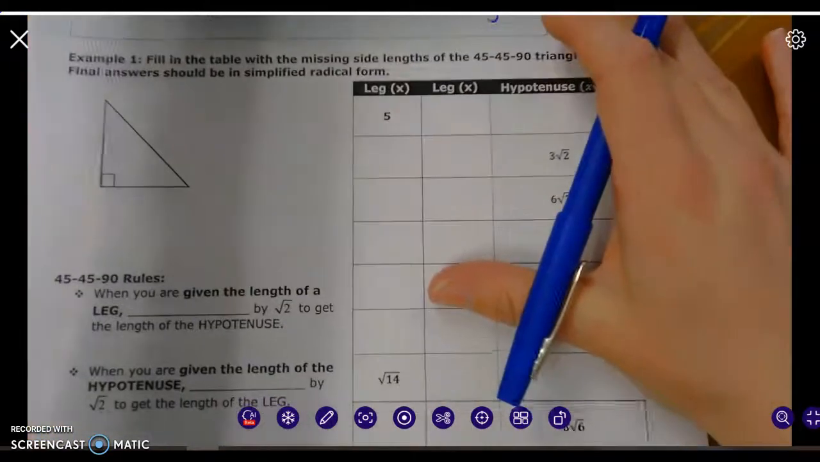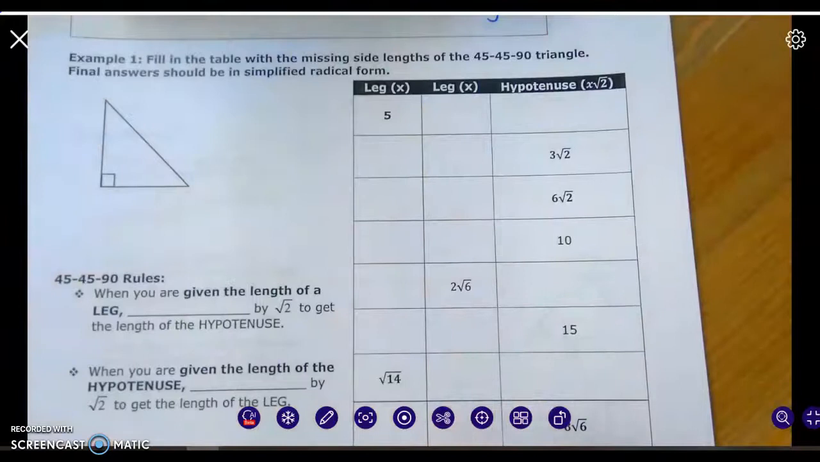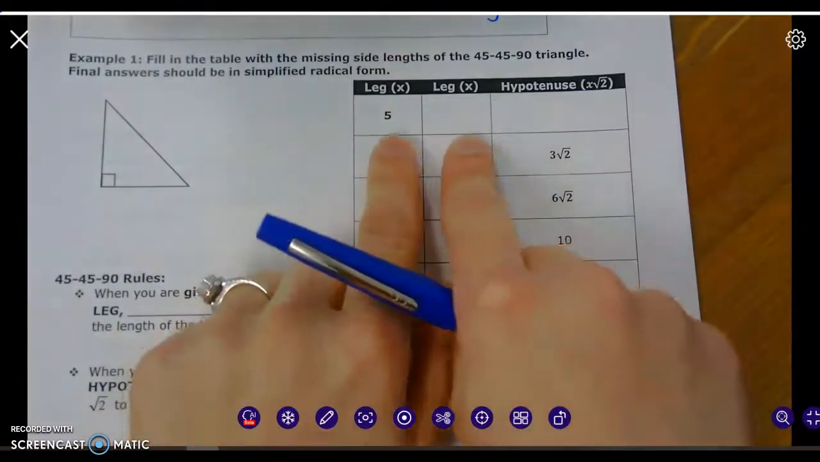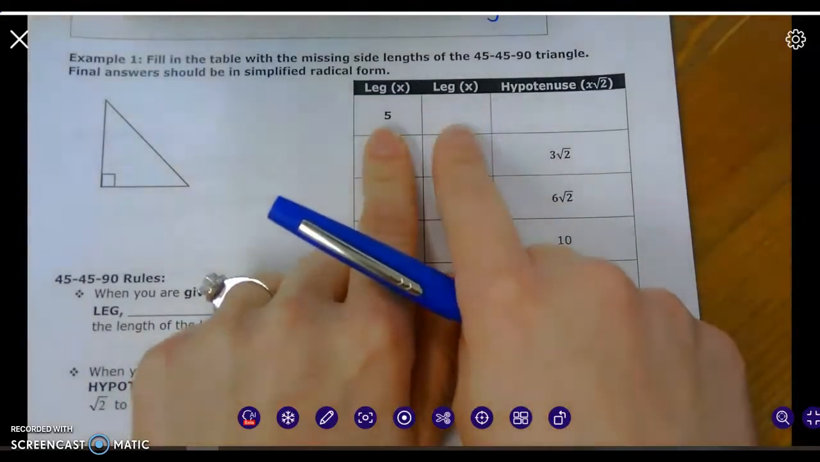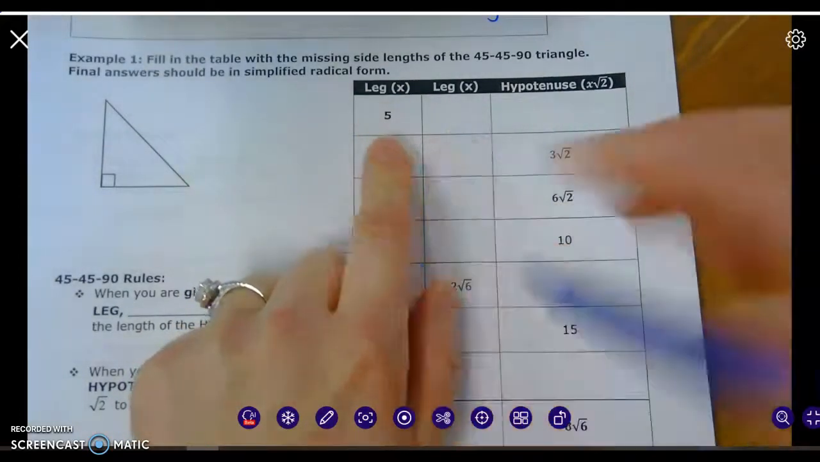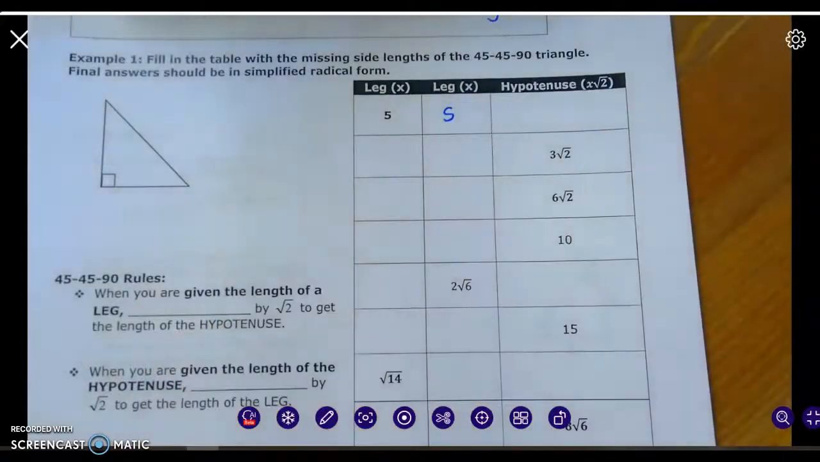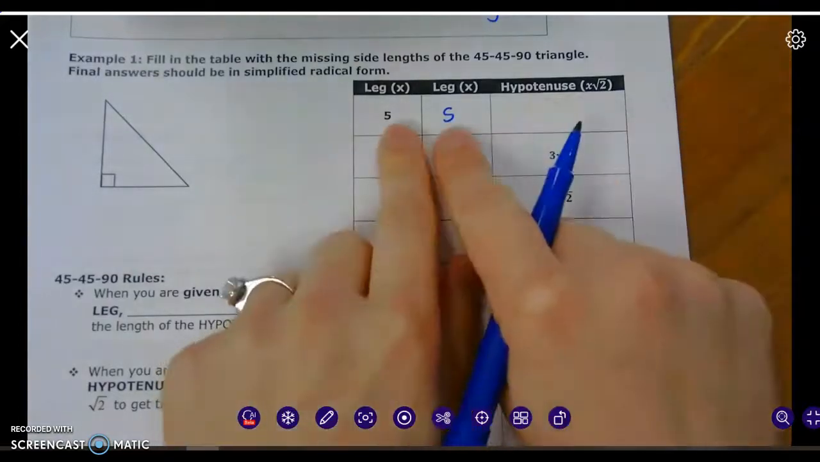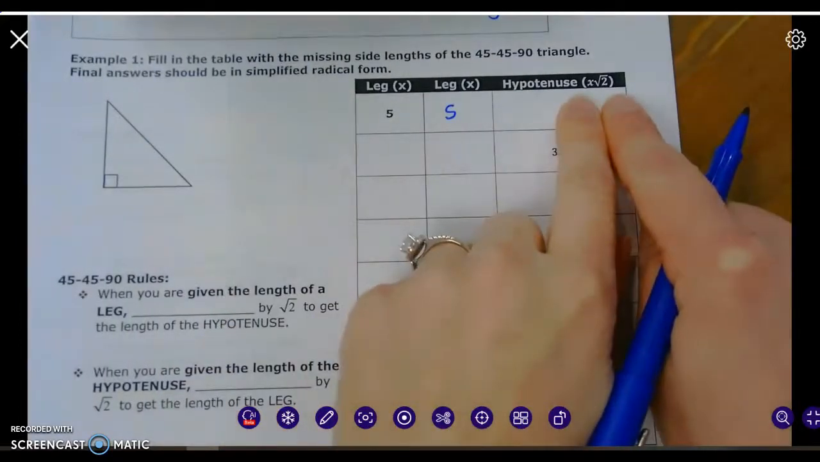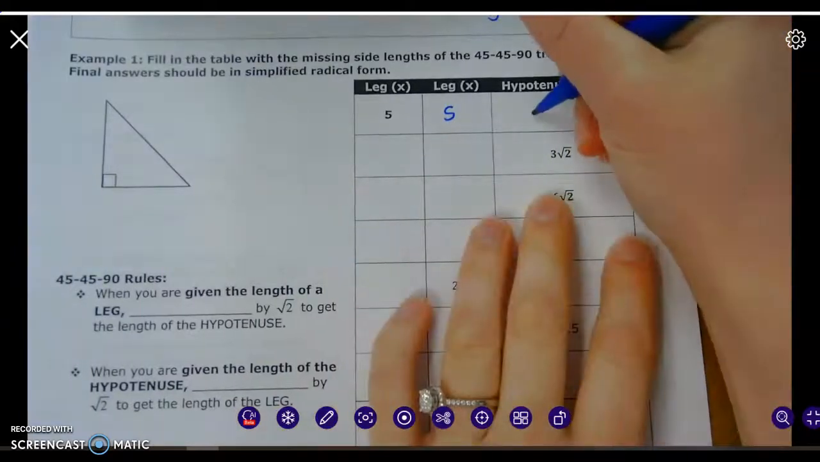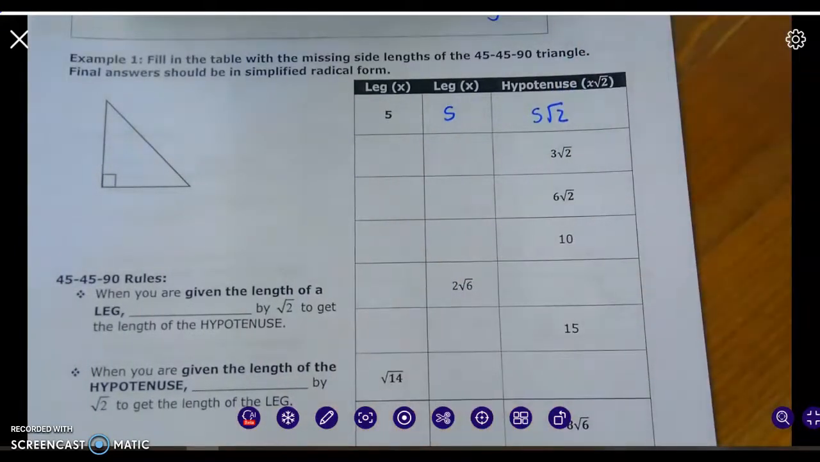Okay, so looking down here, we're going to fill out this chart using that relationship. So let's start at this top row. If I have one leg, I automatically know the other leg. Those are exactly the same. So these are both going to be 5. Does that make sense? Okay. So then to get the hypotenuse, we just take that number, tack on a square root of 2. So it's just 5 square root of 2. Okay, questions about that?